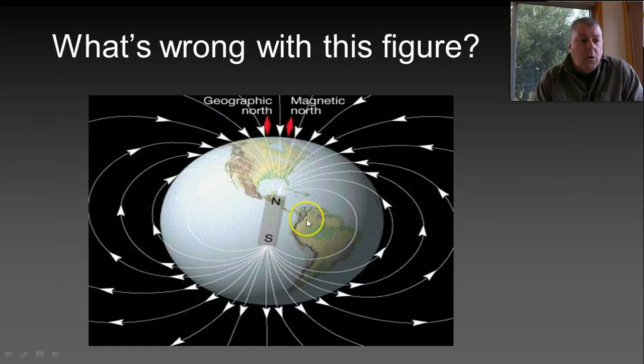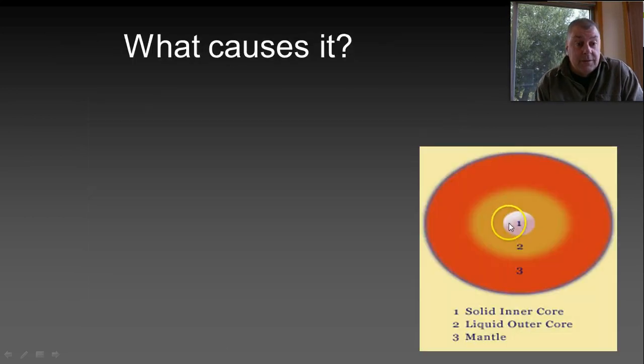And here's a question: what's wrong with this diagram? Hopefully you spot it straight away. They've got their bar magnet around the wrong way, because they've got the field lines going into the north. The things you find on the internet.